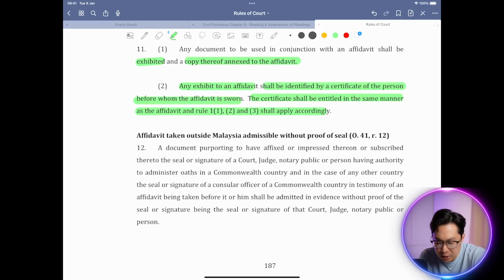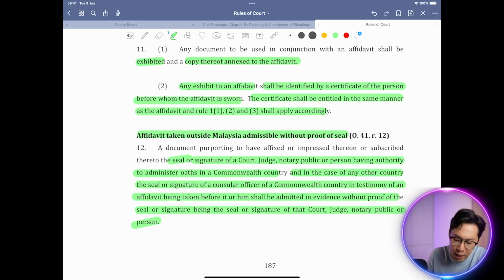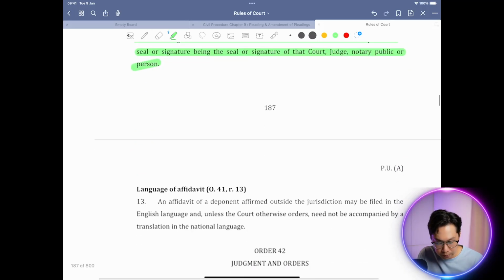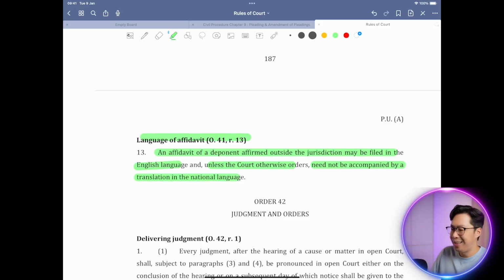Affidavit taken outside Malaysia admissible without proof of seal. A document purporting to have affixed or impressed thereon or subscribed thereto the seal and signature of a court, judge, notary public, or person having authority to administer oath in a Commonwealth country. And in the case of any other country, the seal and signature of a consular officer. Basically, if you take an affidavit outside Malaysia, it's admissible if you comply with this particular rule: it was taken in front of a judge and so on. And lastly, language. An affidavit of a deponent affirmed outside the jurisdiction, outside Malaysia, may be filed in English and, unless the court otherwise orders, need not be accompanied by a translation in the national language.